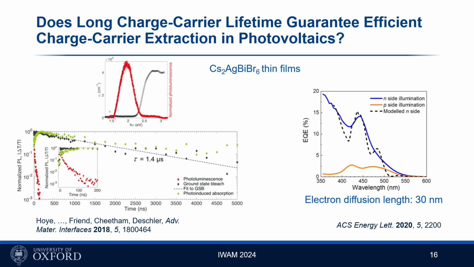So to put this into context, with lead-halide perovskites, which are considered to have rather low recombination rates, that only has a lifetime of 100 nanoseconds. So here we have an order of magnitude longer lifetime, which would suggest that this material has quite good charge carrier transport properties. But then when people make devices and measure the diffusion length, it's actually only 30 nanometers. So that implies that the mobility is actually very low in these materials.